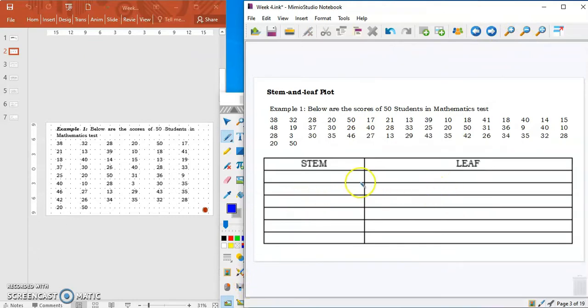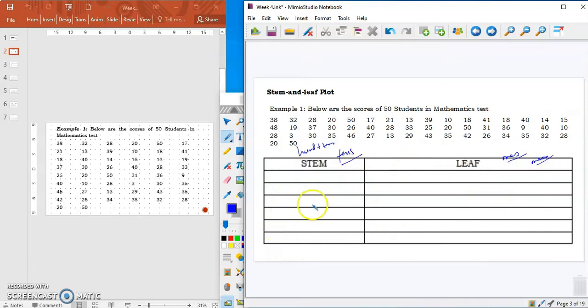The stem and leaf plot will give us provision to organize our data in such a way that in here will be the tens and here will be the ones digit. We're going to place the tens digit in the stem and the ones digit in the leaf. What if it's a 3-digit number? Then the hundreds plus tens will be here, and the ones digit will be here. This is another way of doing it.